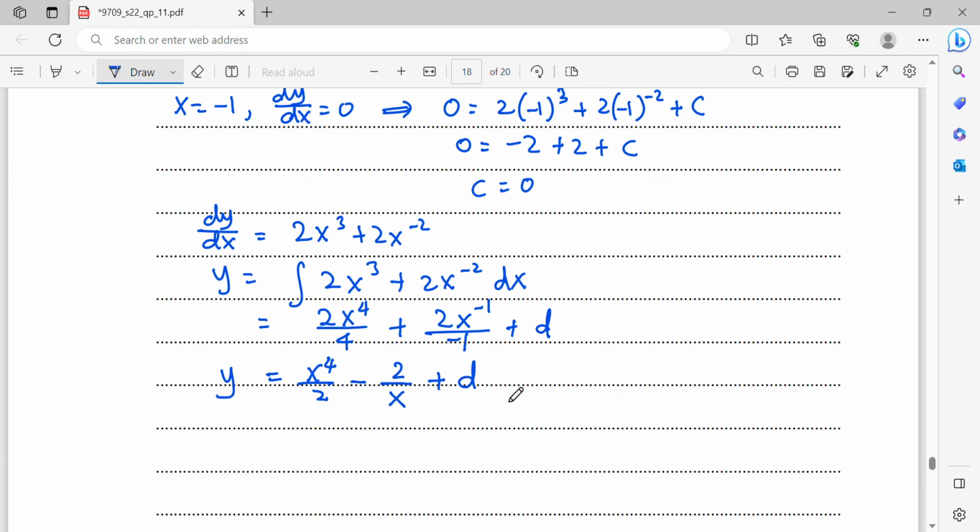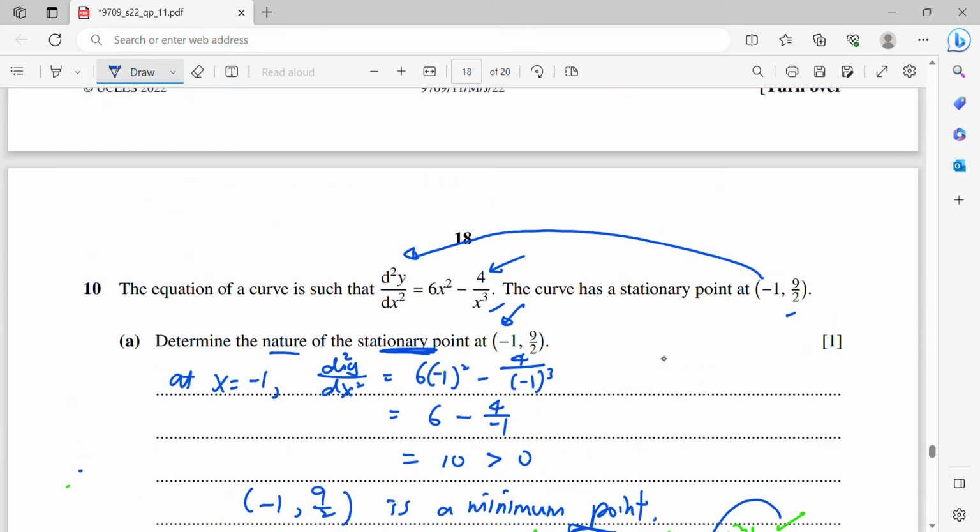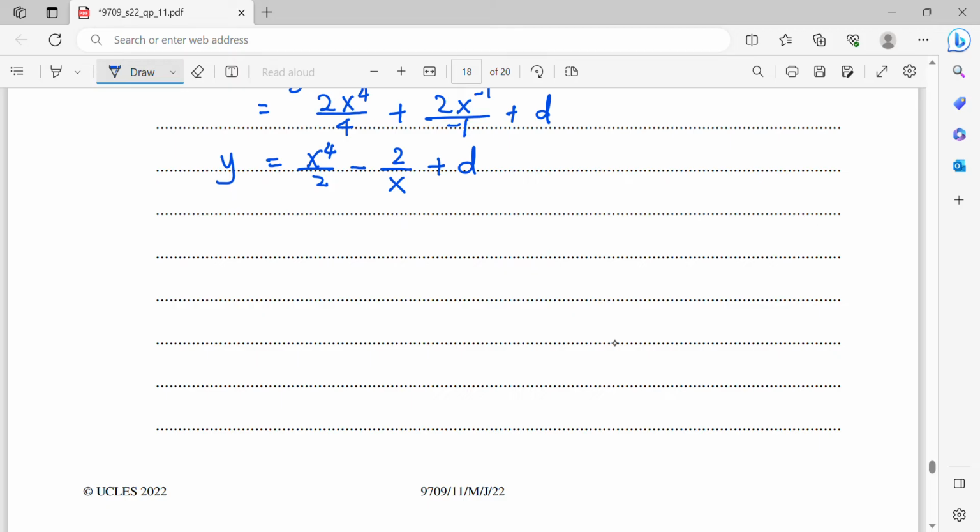Now, how do I get this d? I need to get the values of x and y. So the x and y, I may refer to the point. So x is minus 1, the y is 9 over 2. So now, x is minus 1, y is 9 over 2. Okay, therefore, 9 over 2 is minus 1 degree 4 over 2 minus 2 over negative 1, then plus d.